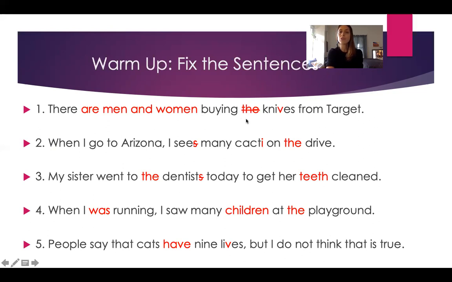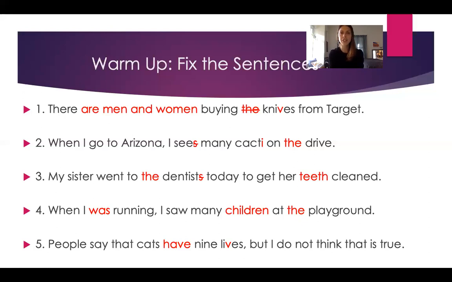So we also don't include this article "the" there because as we know, "the" refers to something that is specific. We've talked about this when we've reviewed parts of speech. We use "the" when we're talking about something specific. We use "a" or "an" when we're talking about something a little bit more general. But here we don't need to have an article. We can just say they're buying knives from Target. And we had to change the spelling from knife with an F to knives with a V. So we are going to talk about spelling a lot today as well.